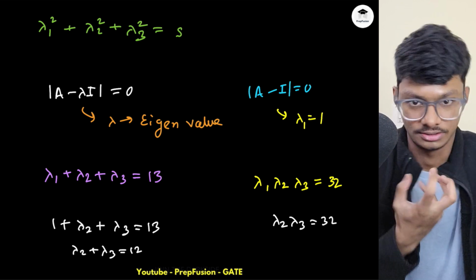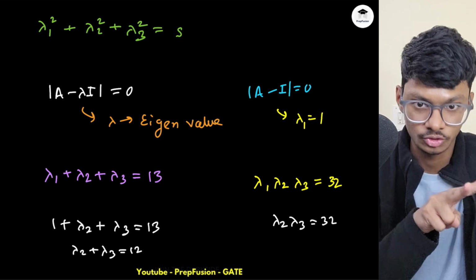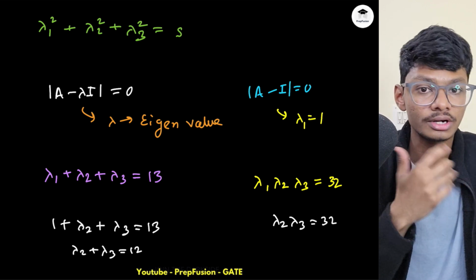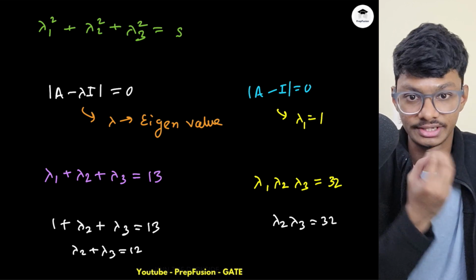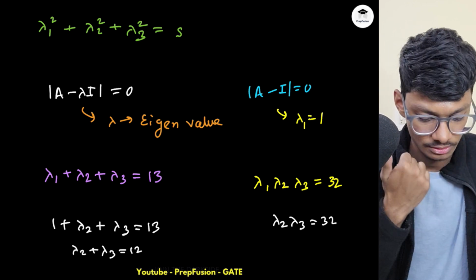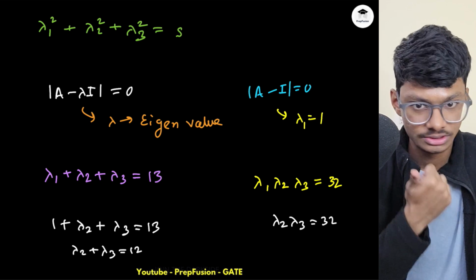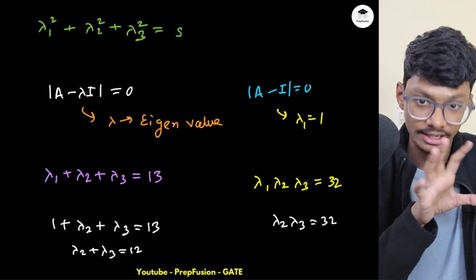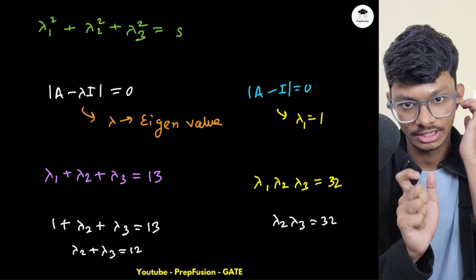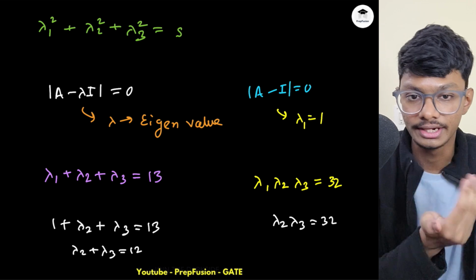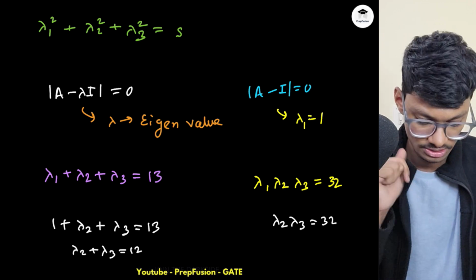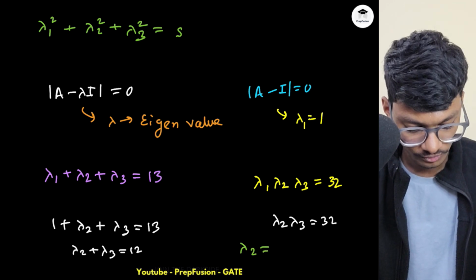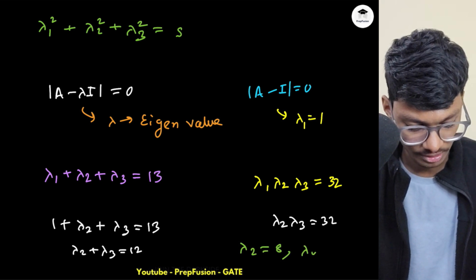I can observe that the sum of two numbers should be 12 and the product of those two numbers should be 32. So I'm looking at the different products of two numbers which give 32. Like I can get 16 times 2, but the sum is 18 there. I'm talking about integer numbers. Next is 8 times 4. 8 times 4 is 32 and the summation is 12. So that is satisfying. So I can take lambda 2 as 8 and lambda 3 as 4.